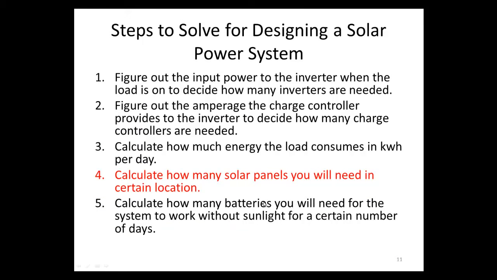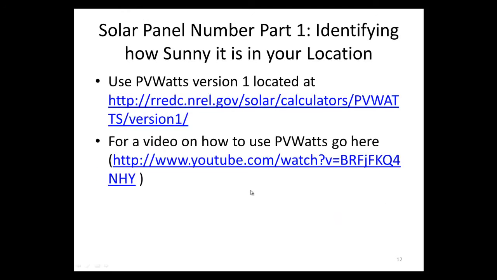So step 4 is to calculate how many solar panels you'll need in a certain location. Okay? So sunlight varies over certain locations. So what you're going to need to do is figure out how sunny it is in your actual location. What's nice is that the National Renewable Energy Lab has a program called PV Watts, which is very easy to use and is a simulation to figure out how sunny your area is. I've also made another instructional video on how to use PV Watts. We're not going to go over that right now. What we're going to go over is how you use the results from PV Watts.